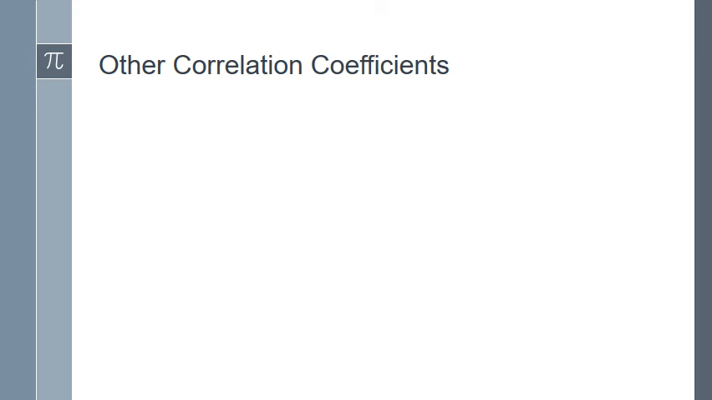So there are other correlation coefficients for different situations. You use the Pearson Product-Moment Correlation Coefficient when you're dealing with interval ratio and interval ratio variables. So if your x is interval ratio and your y is interval ratio, okay? That's the only time you can use a Pearson.